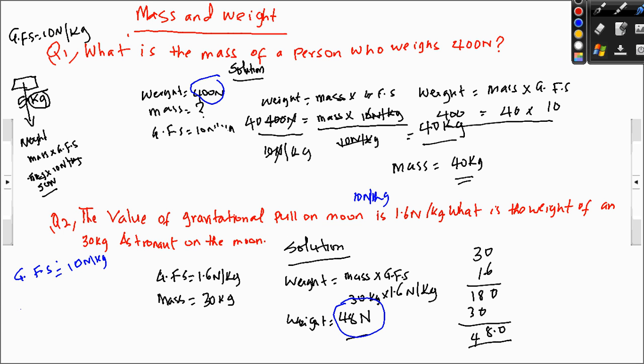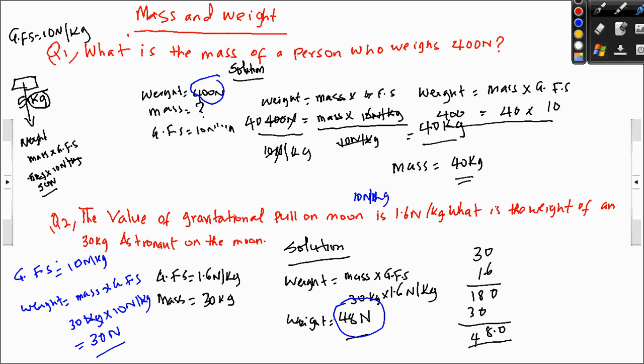Now it's the same formula. Weight is going to give you mass times the gravitational field strength. Now the weight is going to be, what is the mass? 30 kilograms times the 10 Newton per kilogram. Now kilograms cancels out kilograms, and the weight of this person at the Earth's surface is going to be 30 Newton.